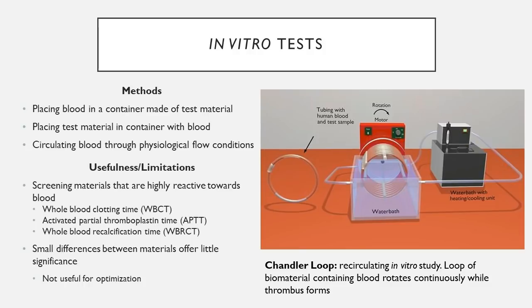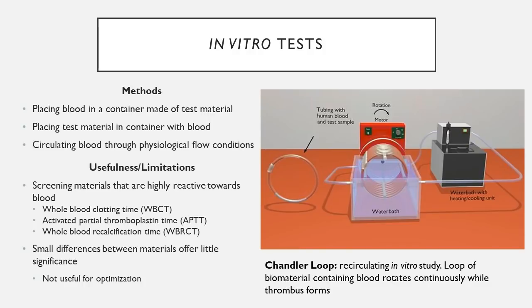One very simple example of the latter test I just mentioned is the Chandler loop. These Chandler tests involve a loop of your particular material that has blood within it, and then that simply gets rotated through a water bath at the right flow conditions at 37 degrees, so that eventually a clot will form within that tube. Again, we can't really use these for optimization, so we can't determine small differences between materials, but we can screen for materials and potentially eliminate ones that are highly reactive towards blood.